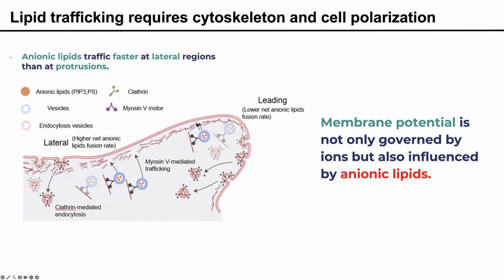I didn't show this, but myosin 5, right? Lipid trafficking requires things like motors, which deliver the vesicles to the membrane. If you block that, you can also remove some of the gradient that you see in JEDI, and also PS and PIP3.